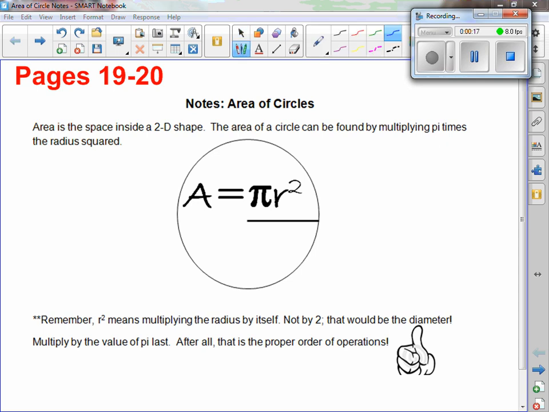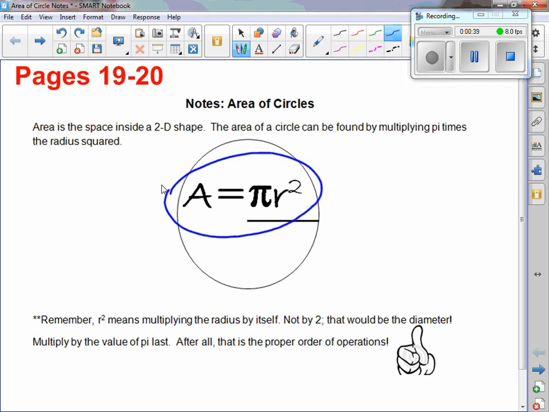As a reminder, area is the space inside of a 2D shape, so a two-dimensional shape. The area of a circle can be found by multiplying pi times the radius squared. For the area of a circle, we only have one, whereas for circumference, we had two different formulas. We only have one formula for the area of a circle, pi r squared.